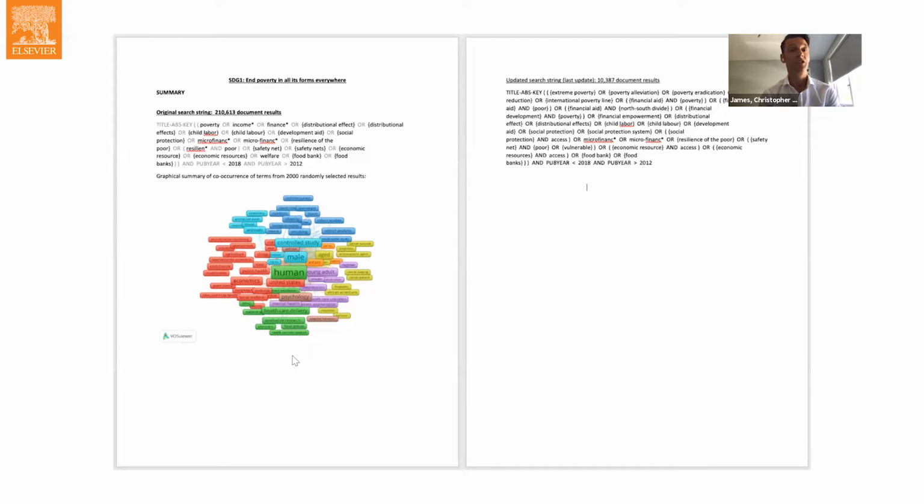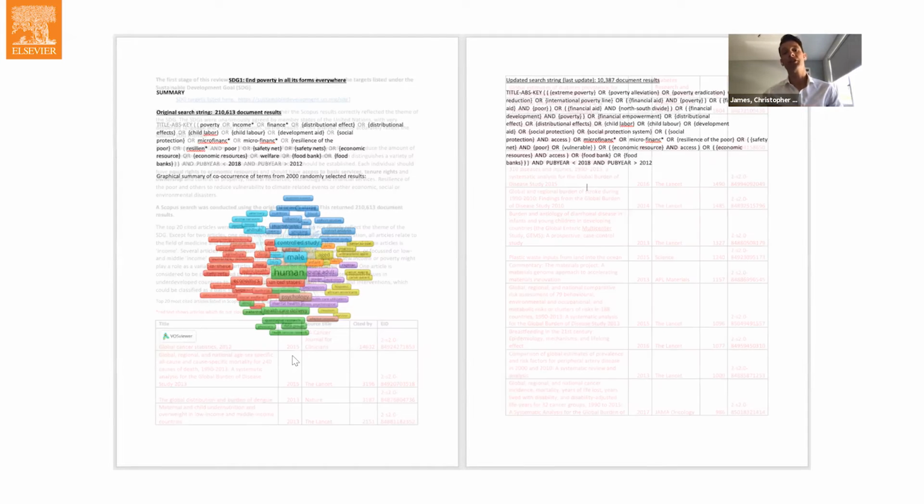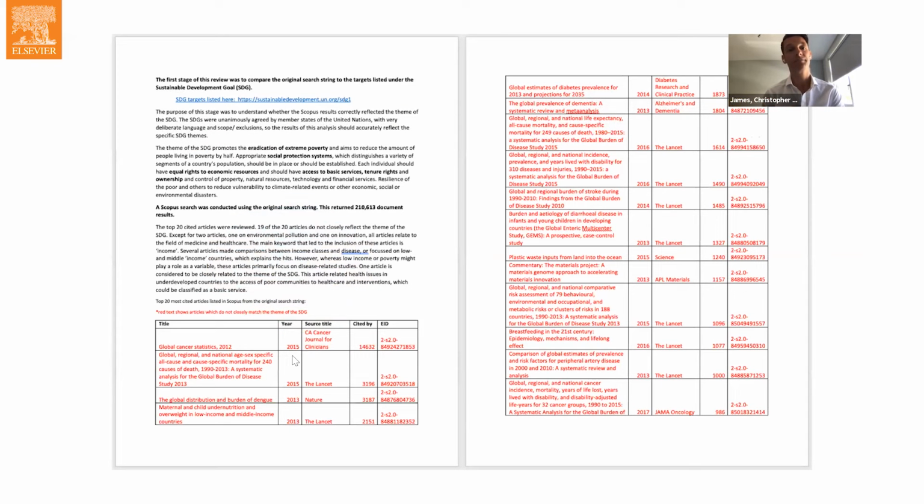So this is SDG 1, ending poverty in all its forms. The original search string, which you can see on the left-hand side, has 210,000 document results when you look at a 5-year period. On the right-hand side, you can see our new search string, which is significantly bigger, but as a result has much fewer documents. It whittled it down to just over 10,000 documents for the whole world. I'm going to show you the method we went through to do that.